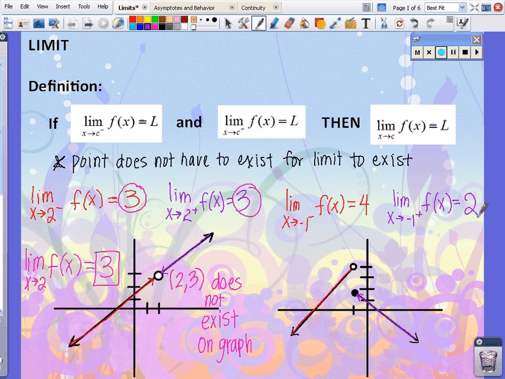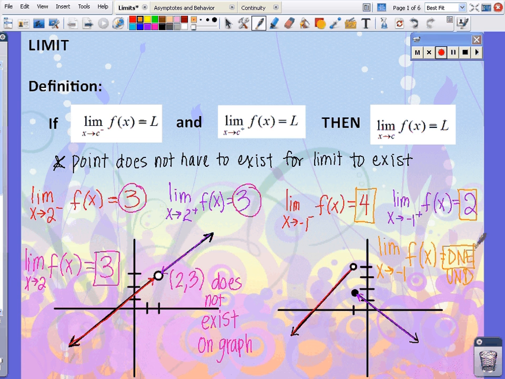So if you notice, and we'll do this in orange, the left limit and the right limit are not equal. So the limit as x goes to -1 of f of x does not exist. You can put does not exist, or you can put undefined. I tend to always put does not exist.